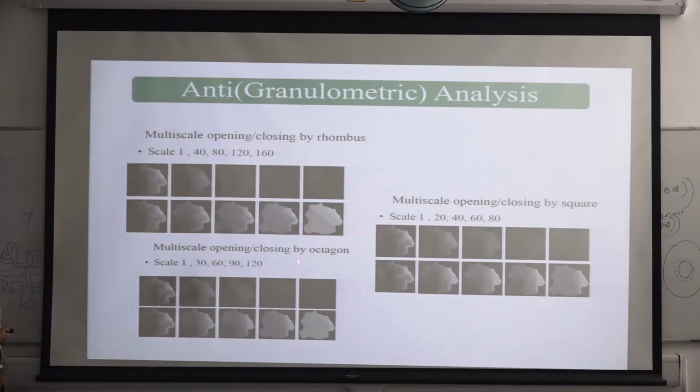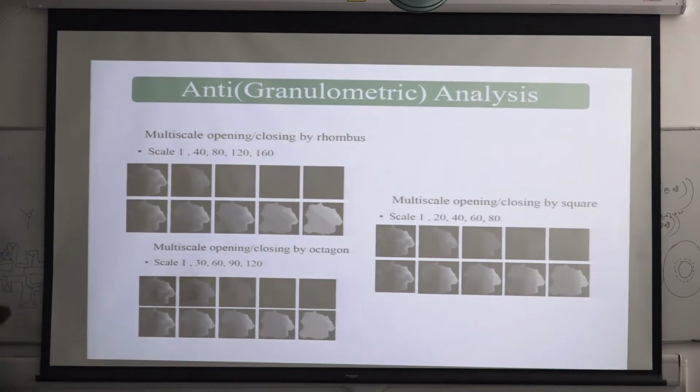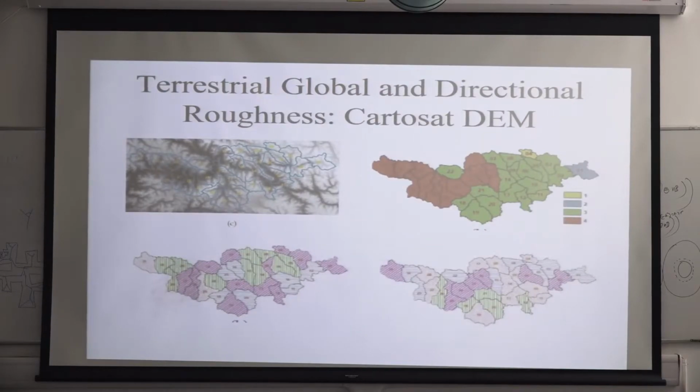Same process with respect to octagonal structuring element, same process with respect to square type of structuring element. And they also yield us the measures, granulometric index values, which are scale invariant but shape dependent. By way of having different structuring elements, rhombus, octagon and square, we get three different granulometric index values. And this I have also explained as directional.